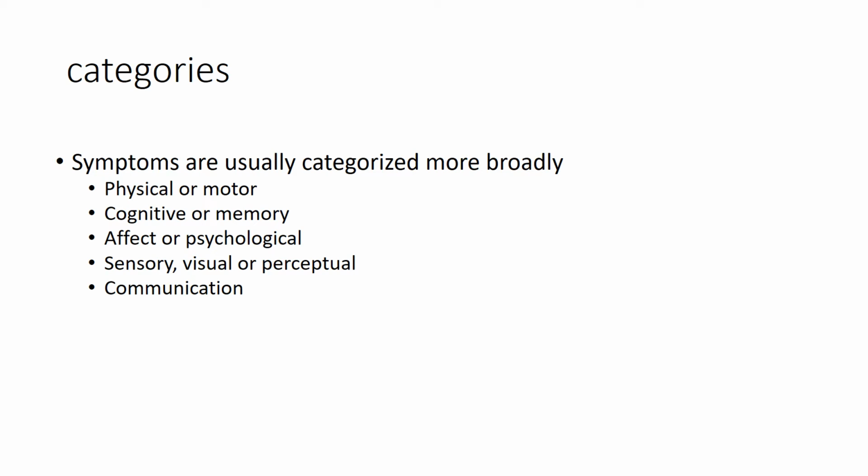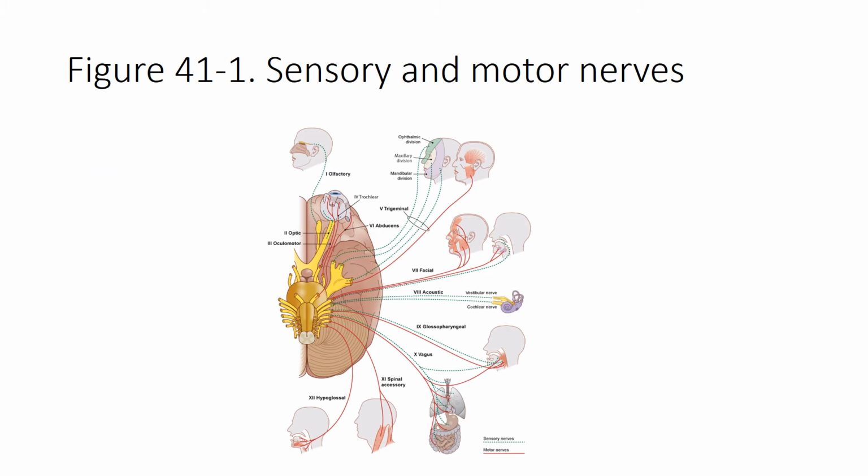Symptoms are usually categorized more broadly. They can be physical or motor, cognitive or memory, affect or psychological, sensory, visual, or perceptual, or they can be a problem with communication. And this is a review of the sensory and motor nerves. Take a moment to review it.